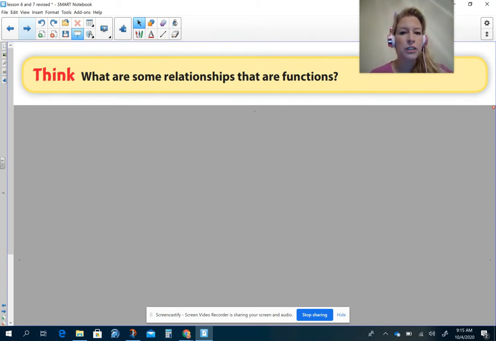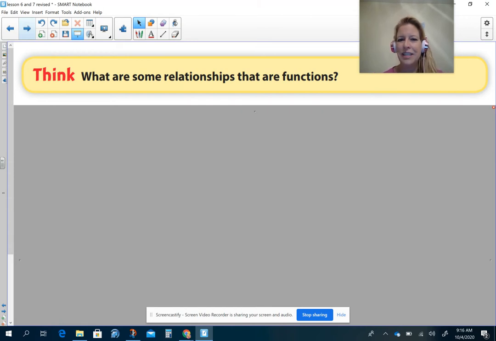Remember, we're talking about functions. What is a function? Okay, so we're going to talk about relationships that are functions. I can only have one output for each input. Again, I want you to pause my video, and I want you to write down in your notebook some type of relationship in the real world that is a function. So pause my video and think about some relationships that are functions.